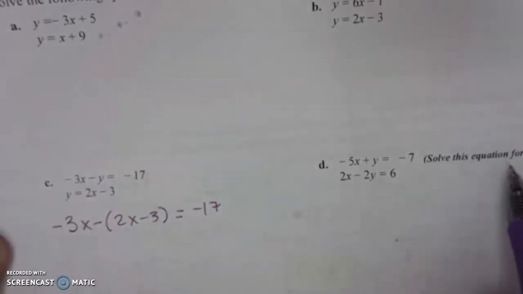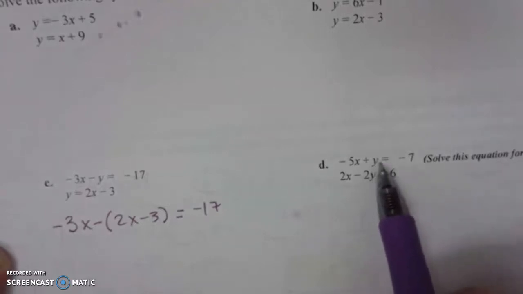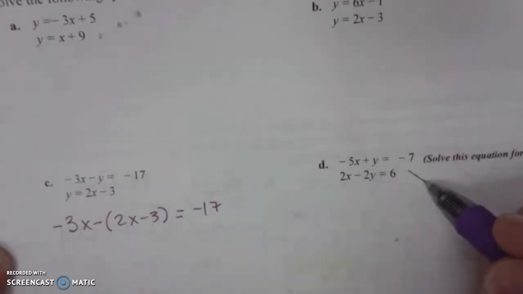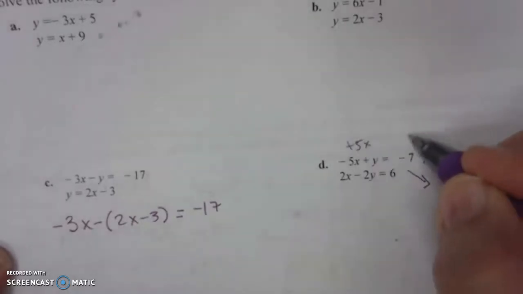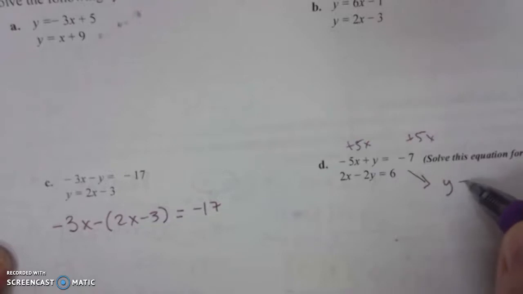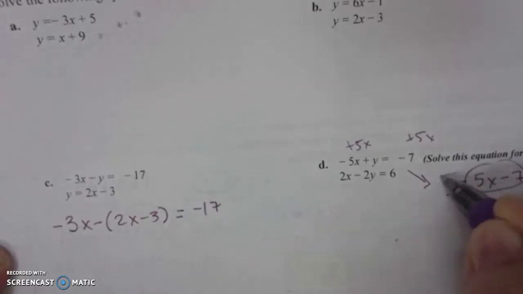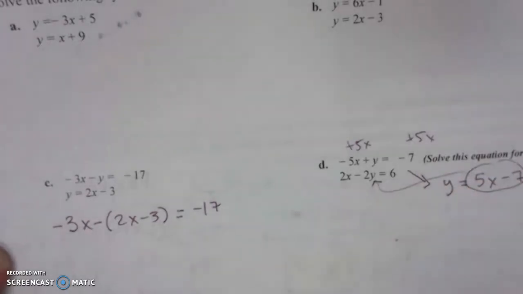And on this problem, it says, oh, let's solve this equation for y first. So down here, if I add 5x to both sides, you're going to get y equals 5x minus 7. And so now this term right here is what you're going to plug into that y.